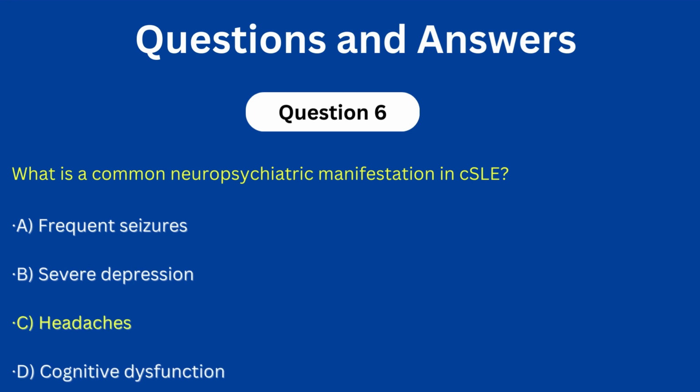Neuropsychiatric symptoms in systemic lupus are diverse, but headaches are particularly common, and this may range from mild to severe migraines. The other neuropsychiatric manifestations less commonly occur, like cognitive impairment, mood disorders, and in more severe cases, seizures and psychosis.